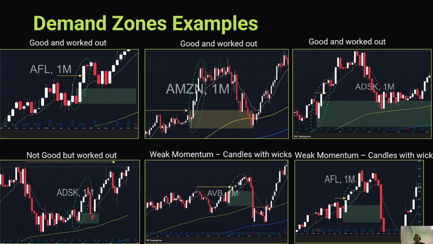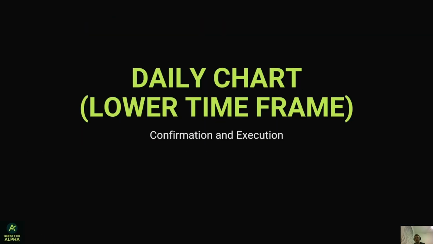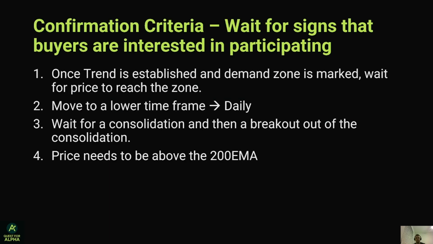Now, even if the zone is very good, not always would the zones hold. Oftentimes the price action will invalidate the zone. That is why we want to increase the probabilities, and we want to wait for a confirmation to happen. This is why we go down to the daily chart, which is the lower time frame. In the daily chart, we're looking for a confirmation followed by an execution.